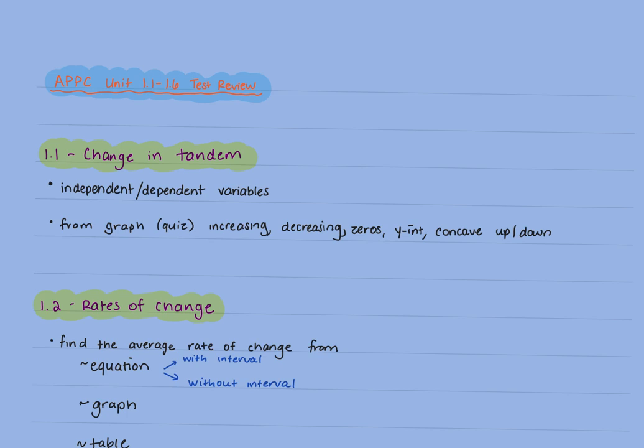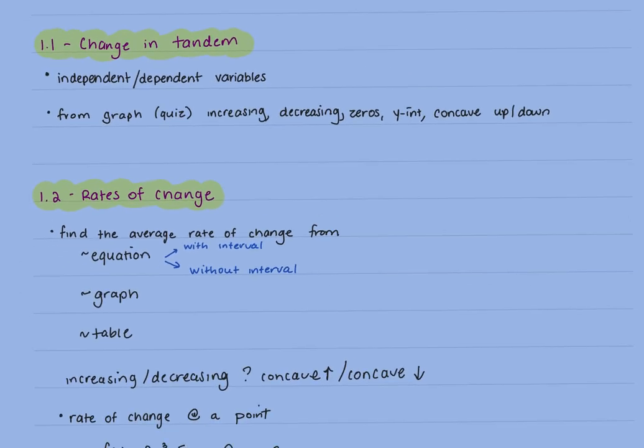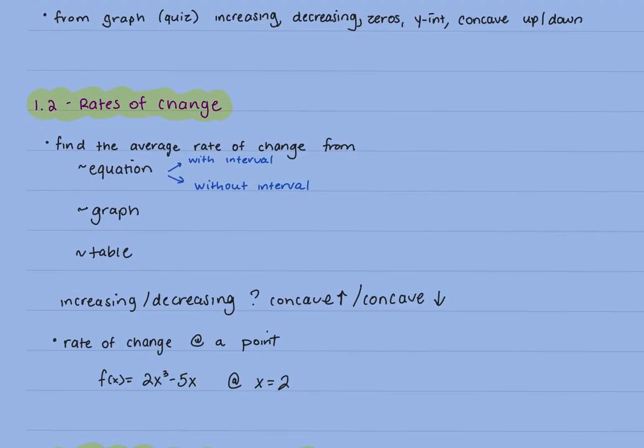And you also from a graph, so the big question on your quiz that asks for increasing, decreasing, concave up, concave down, X intercepts or zeros, and Y intercept. You'll have one question like that where it's got multiple parts. In 1-2, that's where we started rate of change, okay? And we started with rates of change from coordinate points, from a graph, from a table, and from an equation.